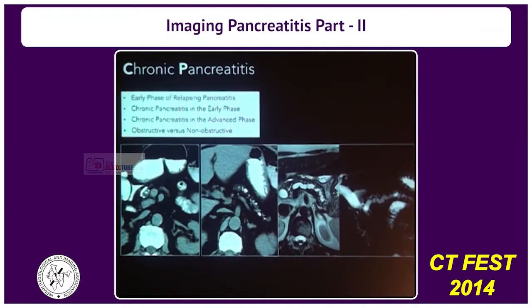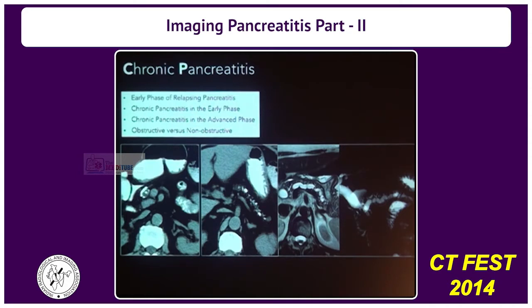Something to remember is, as radiologists, we are really not taught about the 4 or 5 stages of chronic pancreatitis. But if you talk to gastroenterologists, many of the cases actually present with chronic abdominal pain, no imaging findings. That's the early phase of relapsing pancreatitis.